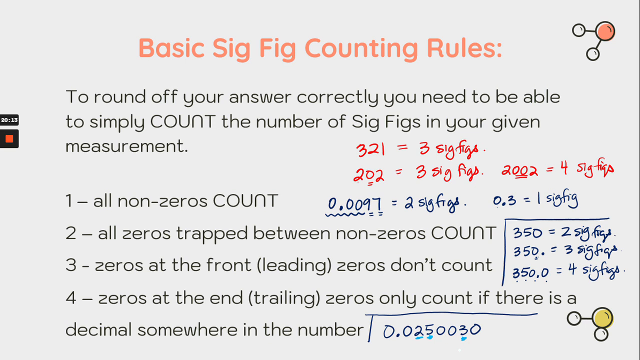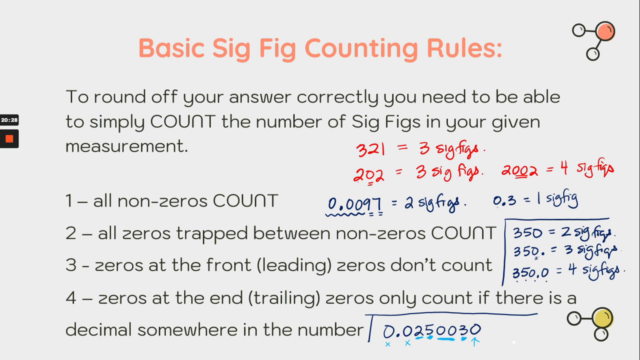That's rule number 1. The 2 that are sandwiched in the middle count. So I know that. That's rule number 2. Zeros in front, they do not count. That's rule number 3. And then I have to figure out what to do about this guy at the end.